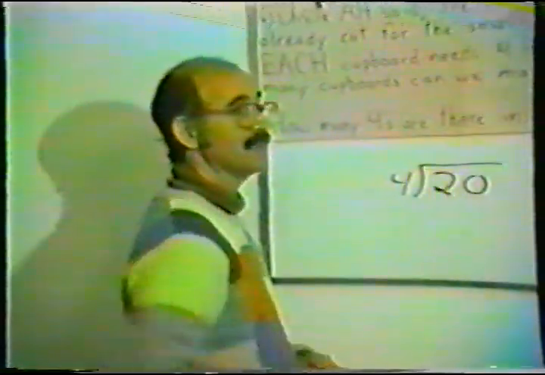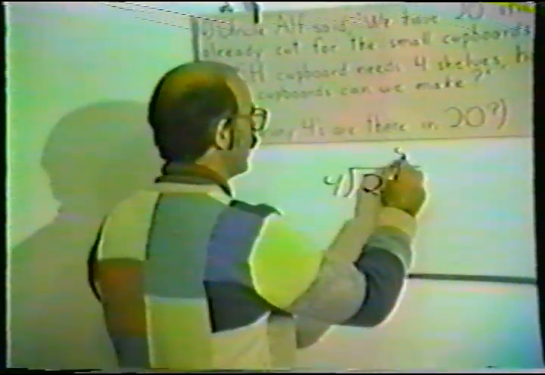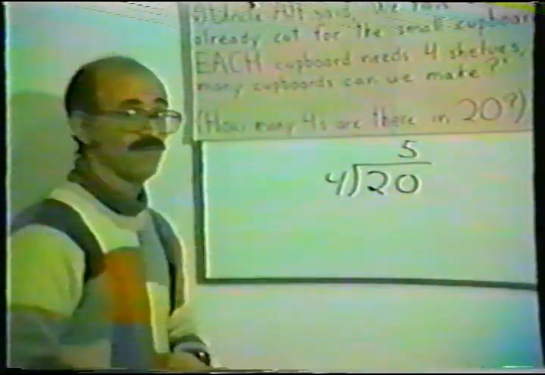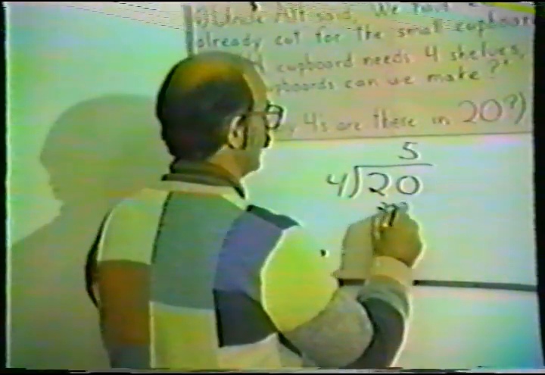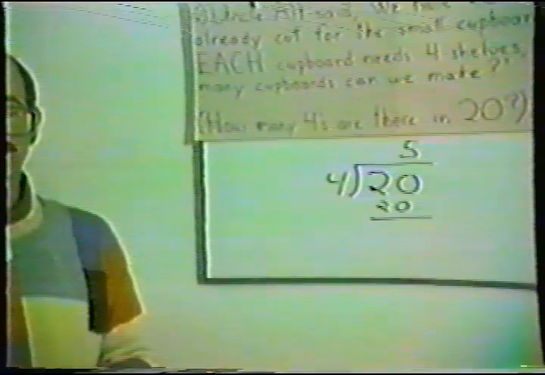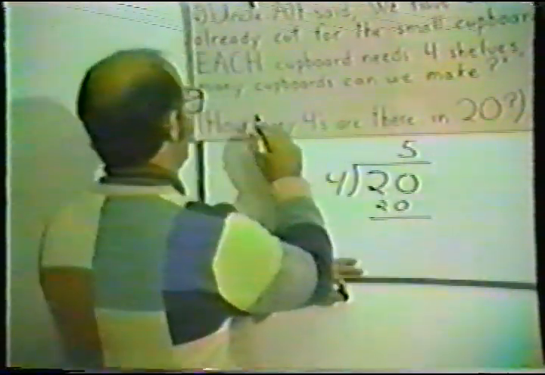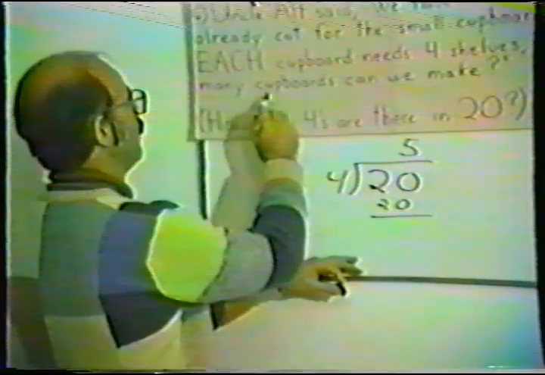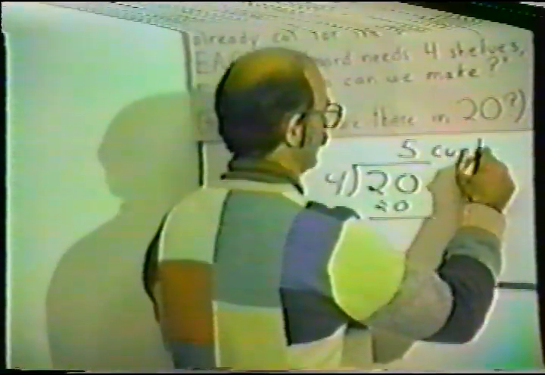4 into 20 goes how many times? 5. Because 5 times 4 is? 20. The answer is 5. 5 what? 5 cupboards. How many cupboards? 5 cupboards.